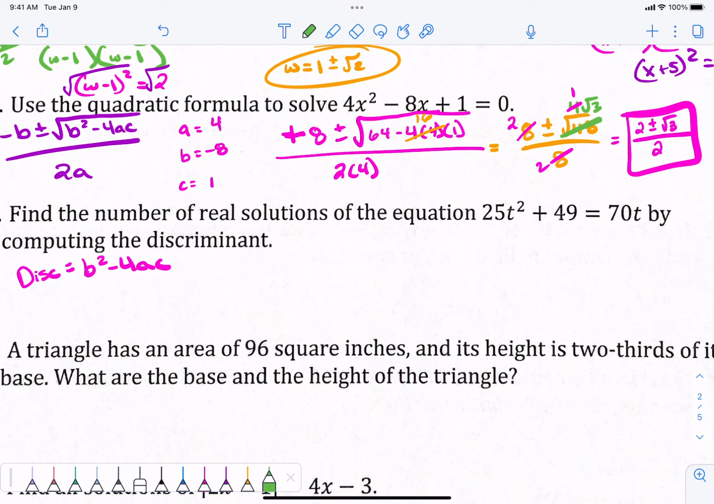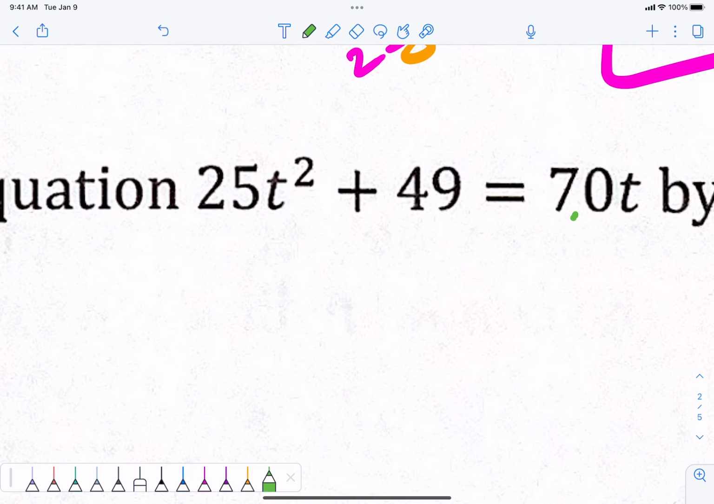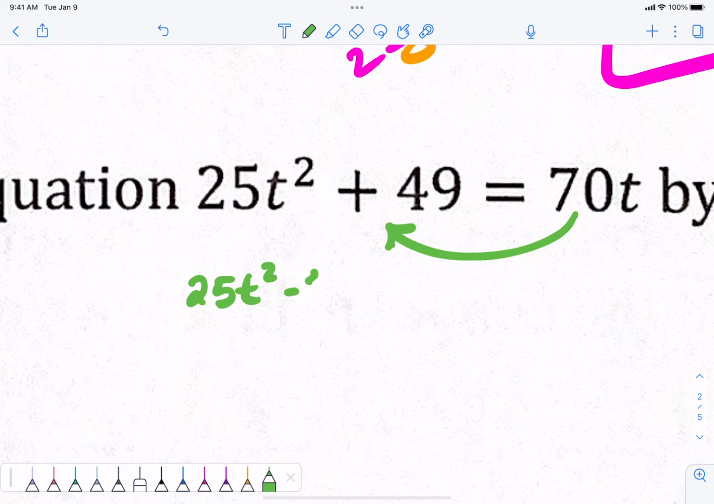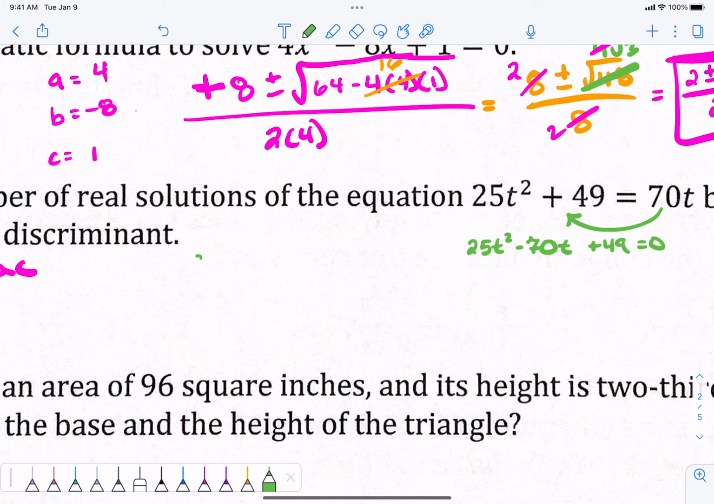We have a problem with the problem. It's not in the right order. Move the 70 over. So 25t squared minus 70t plus 49 equals 0. Okay, so now it's better. A is 25, B equals negative 70, and C is 49. So B squared is negative 70 squared.